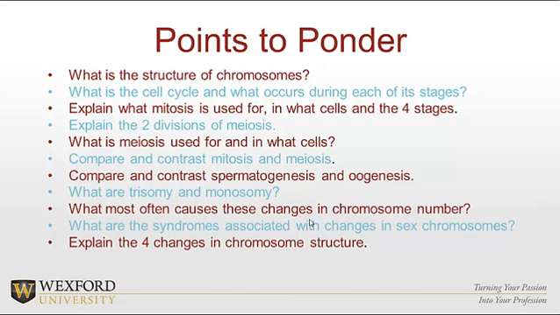We're going to talk about when things go wrong, trisomy, monosomy, when we're, once again, talking about chromosomal disorders. We've kind of talked about that a little bit in genetics. We're going to talk about that again here. What most often causes these changes in chromosome number? What are the symptoms associated with changes in the sex chromosomes? And the 4 changes in chromosome structure. So once again, we're going to talk lots about chromosomes and how they replicate.